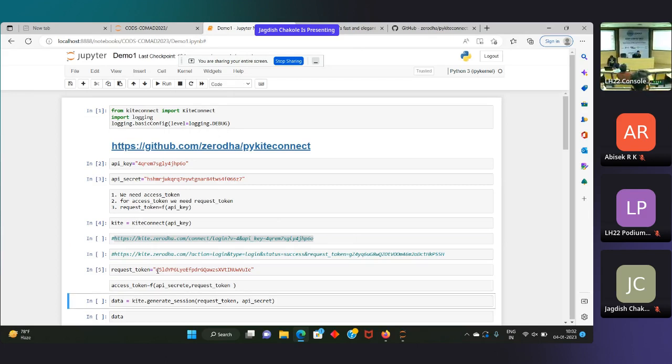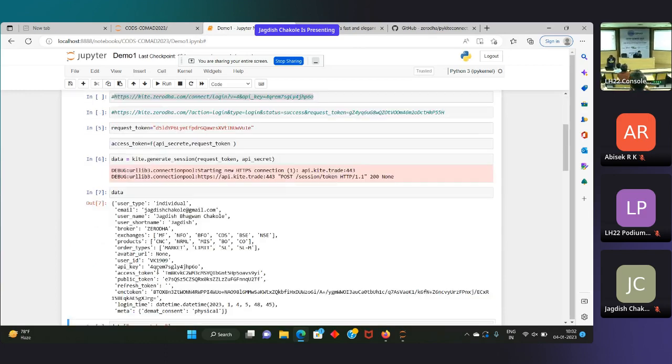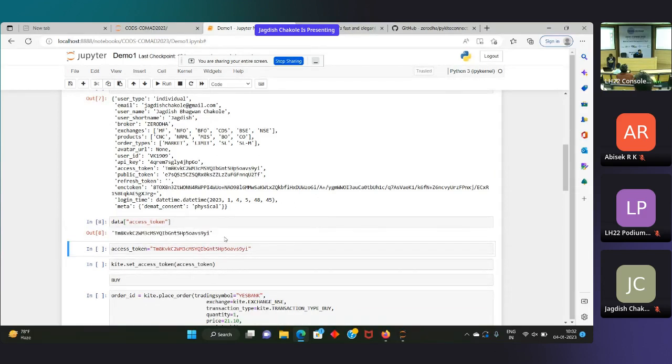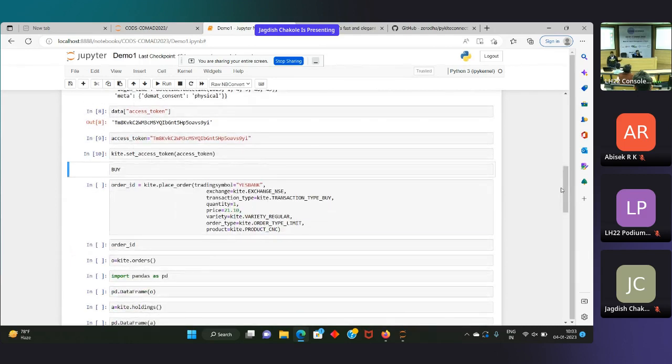As I said earlier, the access token is a combination of the request token and API secret. So now I got my access token. My earlier access token and current access token are the same because the access token remains the same for 24 hours, and in the morning I generated my access token. Okay, so now I am connected with the server, and this is my actual trading account.